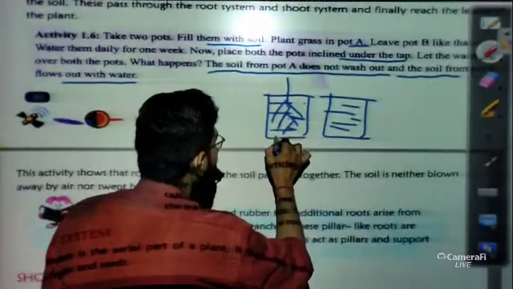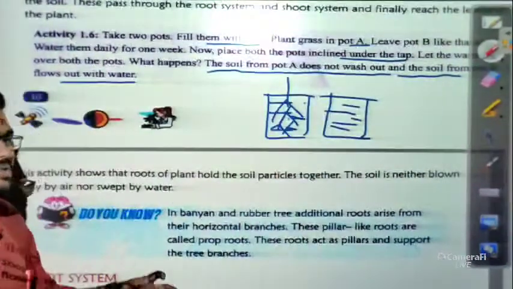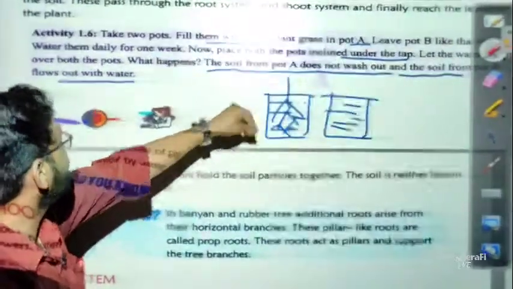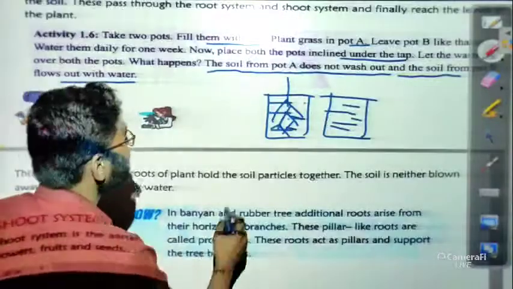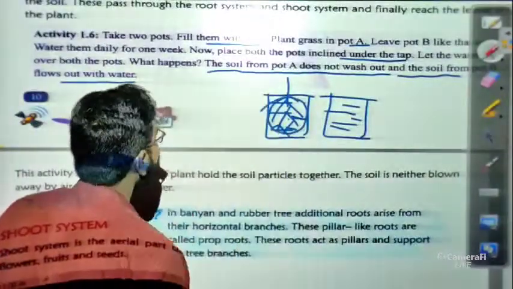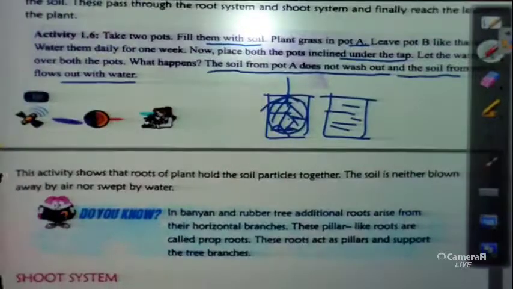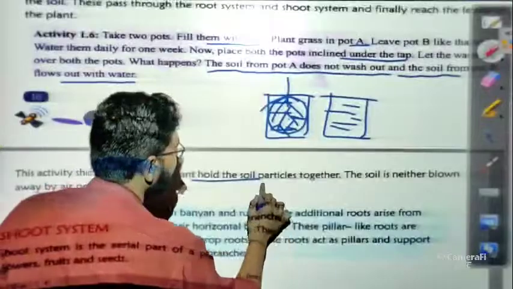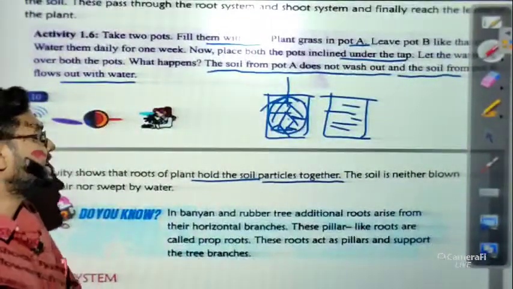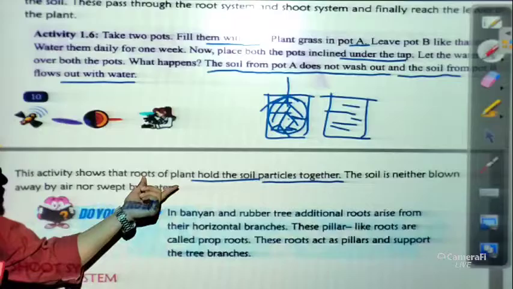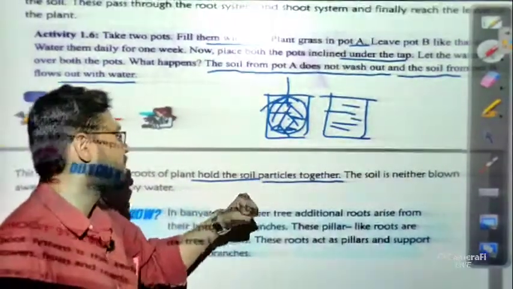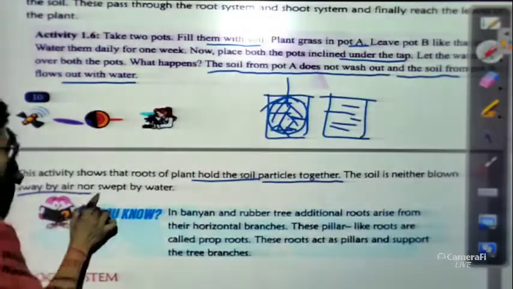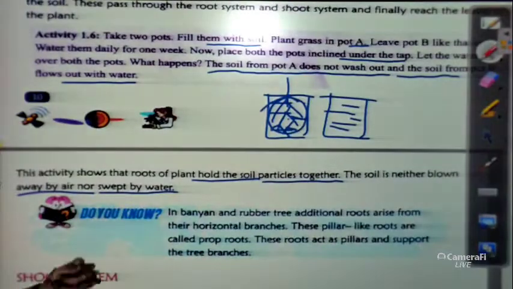Why? Because these roots, we have discussed, these fibrous roots attract the soil, they just hold the soil. That's why if we put some water and drain it, the soil will not flow with the water. So this activity shows that roots of plants hold the soil particles together. So the soil is neither blown away by air nor swept by water. This is very important.